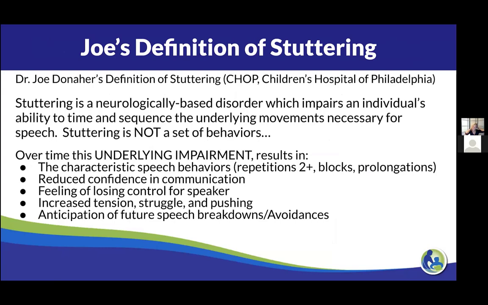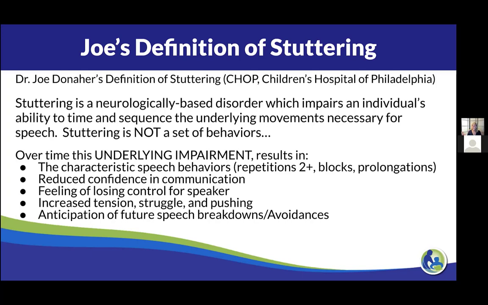And then I'll end this first portion of this talk by giving Joe's definition of stuttering that I used to teach in the graduate class in Madison and Whitewater. I had students memorize this definition because I liked it so much, because it is not anyone's fault. It doesn't go to the speech behaviors to define stuttering, but he says it's a neurologically based disorder, which we now know it is, has a genetic component, and this disorder impairs an individual's ability to time and sequence the movements necessary for speech.